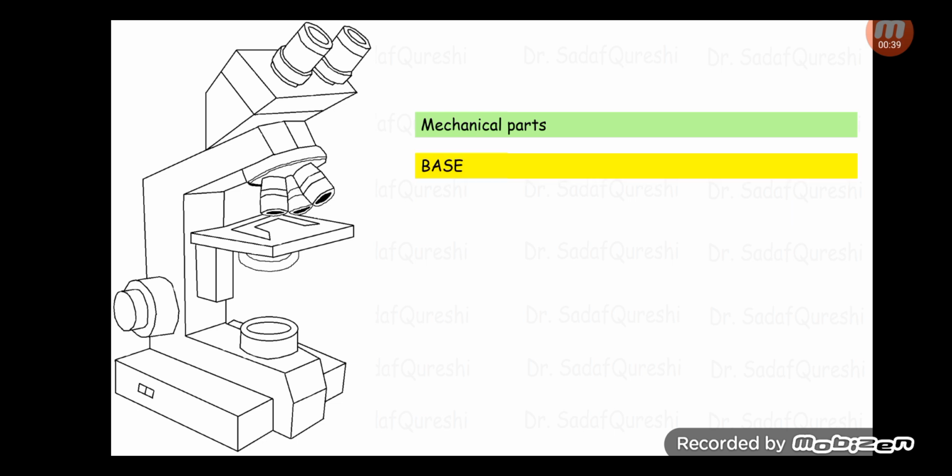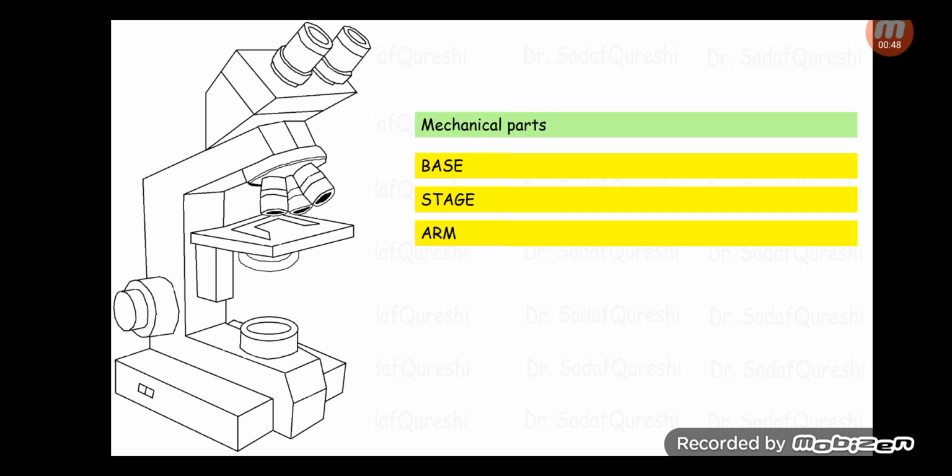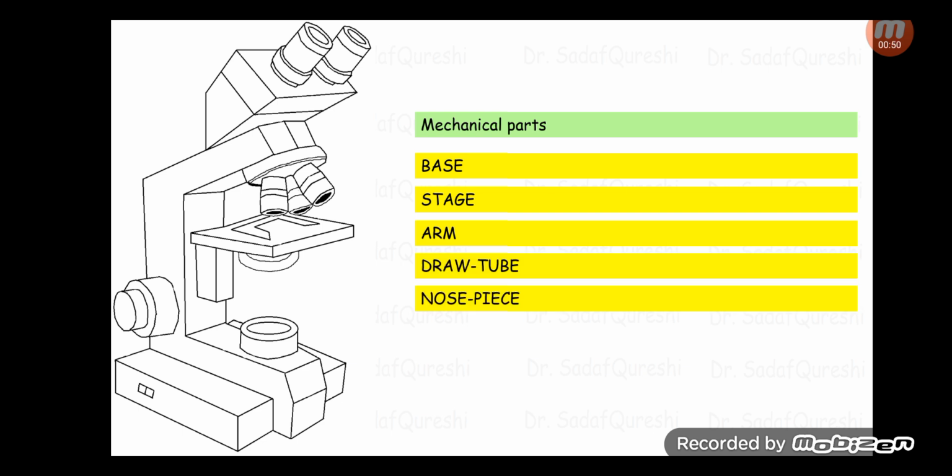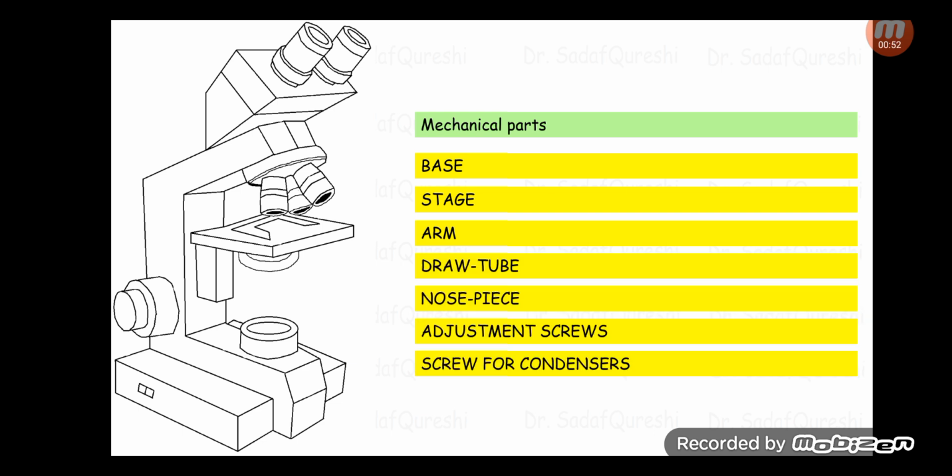their functions. So first, enumerating the mechanical parts of the compound microscope, we have base, stage, arm, draw tube, nose piece, adjustment screw, and screw for condenser. These are the mechanical parts of the compound microscope.